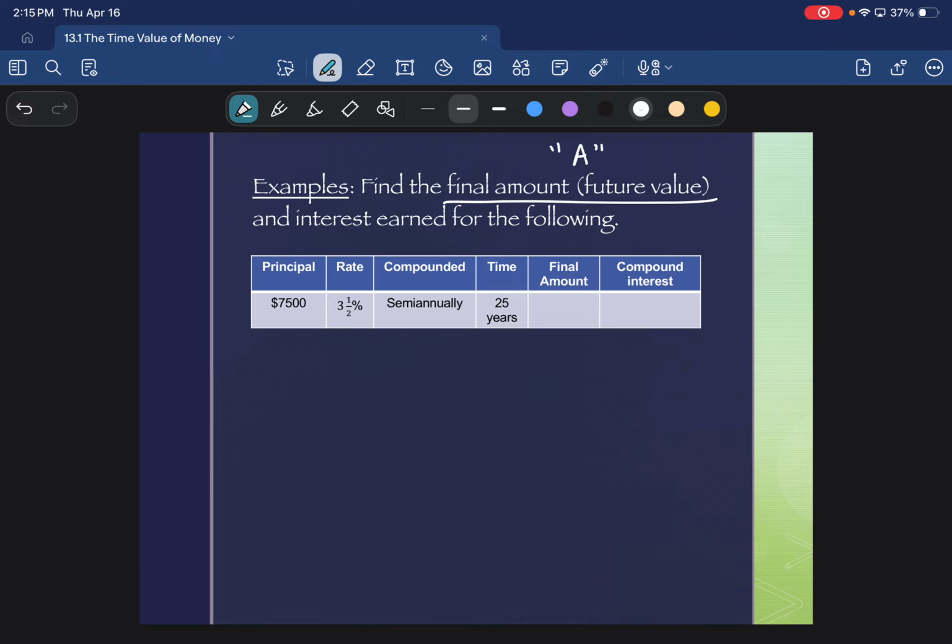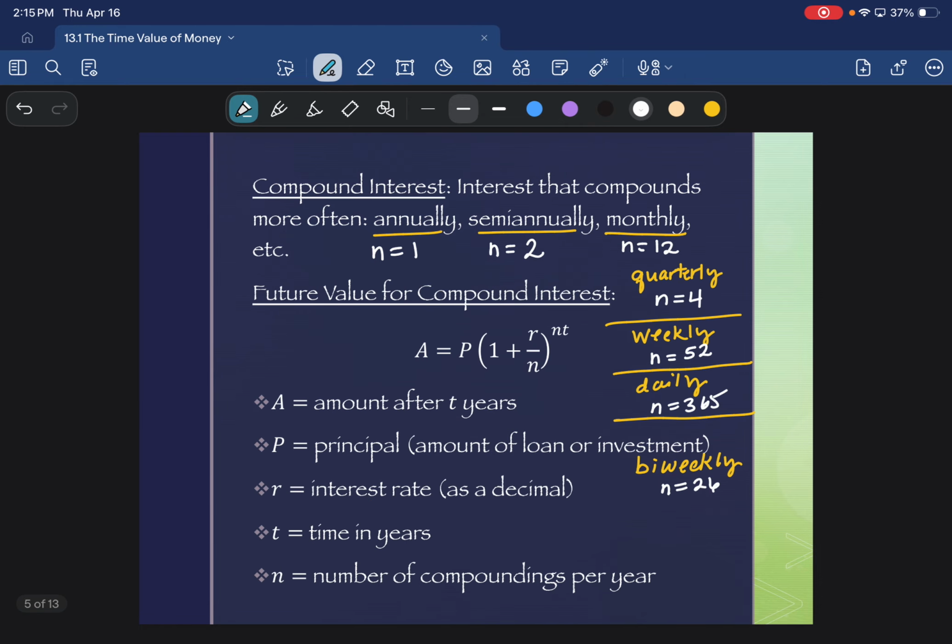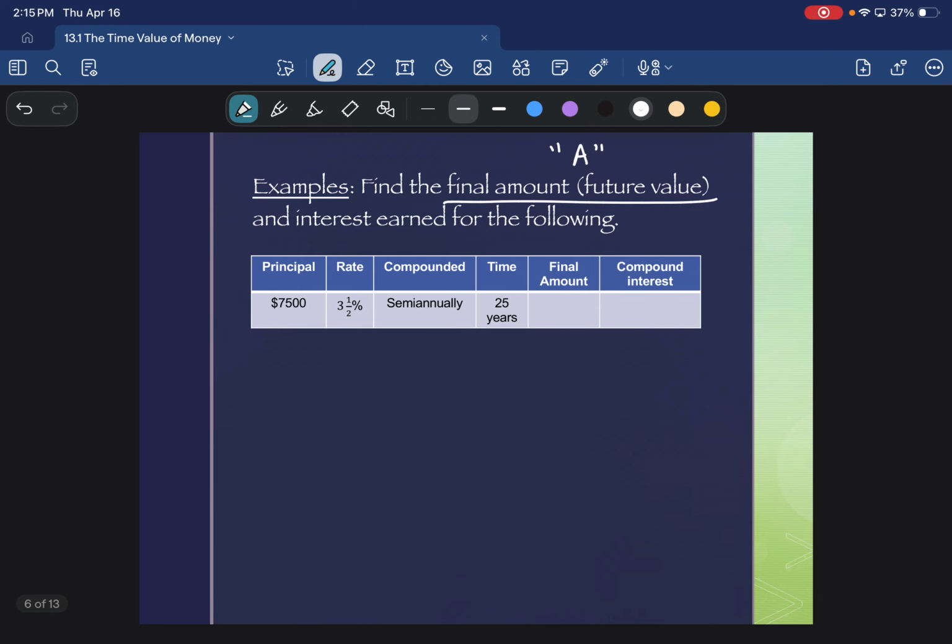Dr. Hintz, I don't think I got the bottom future value for compound interest on the last slide. I did not. I will take a picture of it. Sounds good. Got it? Thank you. No problem.